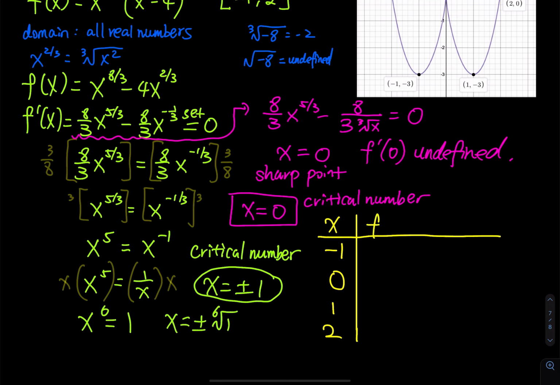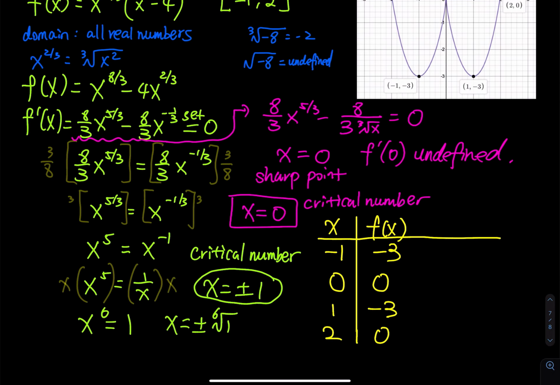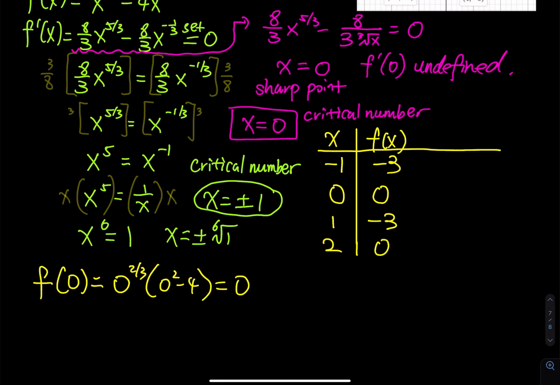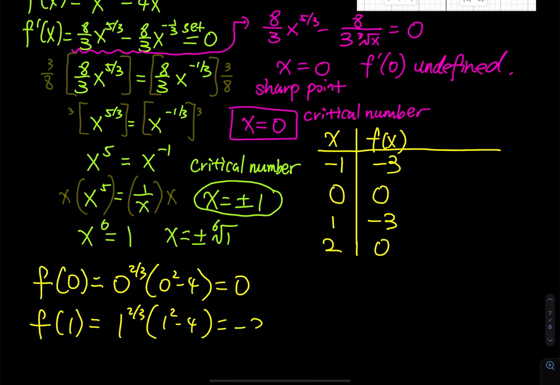So f of x, when x equals -1, that gives you a -3. X equals 0, that gives you a 0. X equals 1, that gives you a -3. X equals 2, we have a 0. So how do we do the evaluation? So our function is this, right? So f of 0 equals 0 to the 2/3, and then 0 squared minus 4, so that gives you a 0. So if you have f of 1, then you have 1 to the 2/3, and then 1 squared minus 4, so that equals -3.